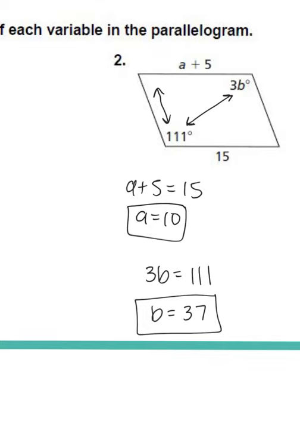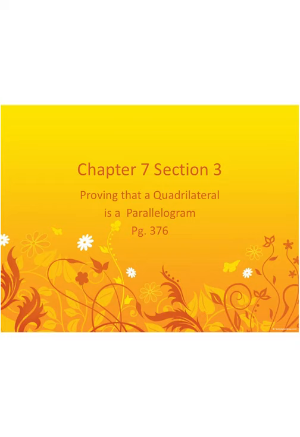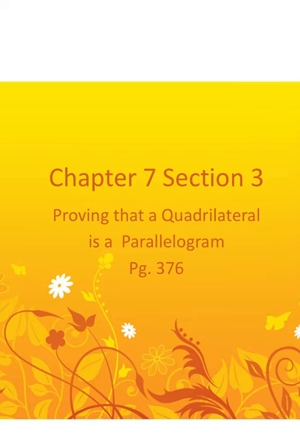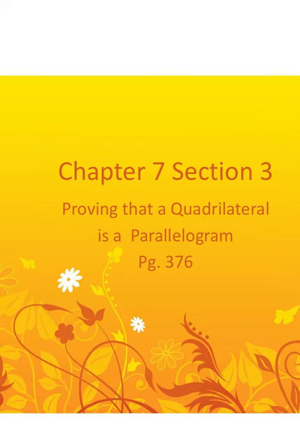Are we all good on the warm-up? Okay. Lesson 7.3, guys, is all about proving that a quadrilateral is a parallelogram. So you remember all that stuff that we learned about parallelograms, how opposite sides are congruent, opposite angles are congruent, the diagonals bisect each other. We're using all those theorems, but in reverse.